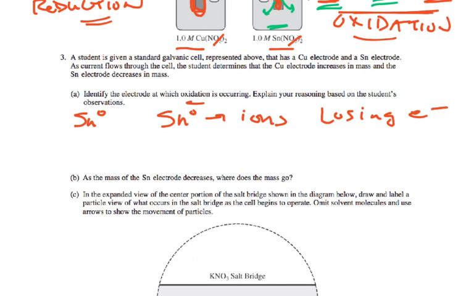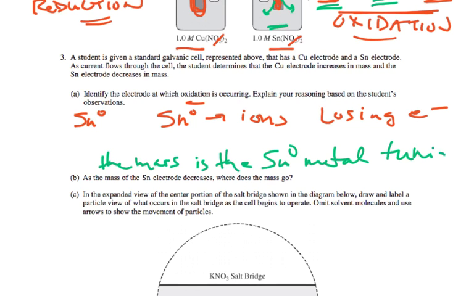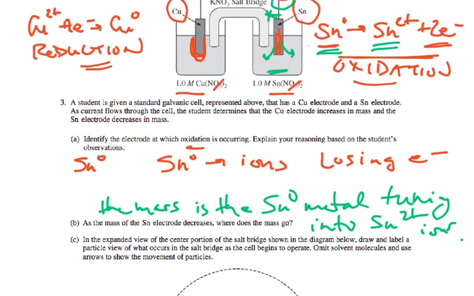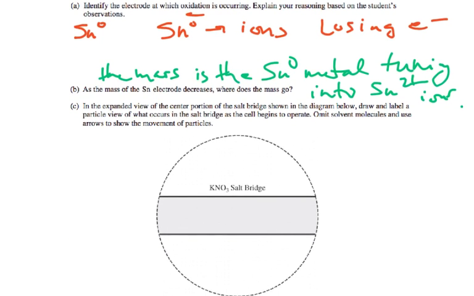So as the tin electrode decreases, where does the mass go? The mass is the tin metal turning into ions. And that's where all the mass goes. So we're talking about that little piece of metal right here, it is going to lose mass as it breaks up into ions.